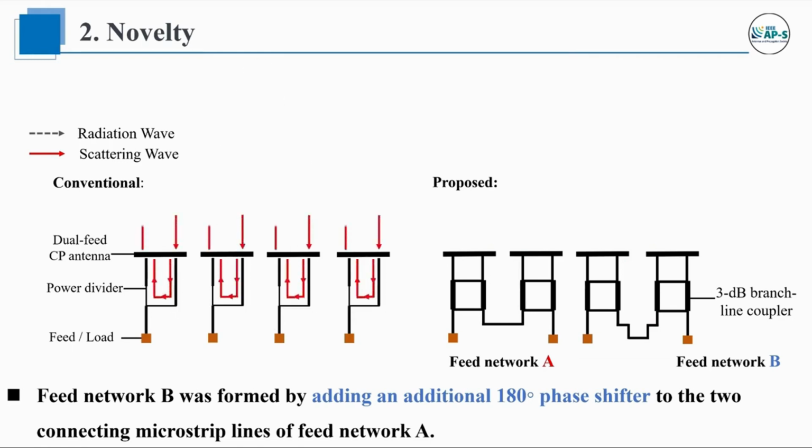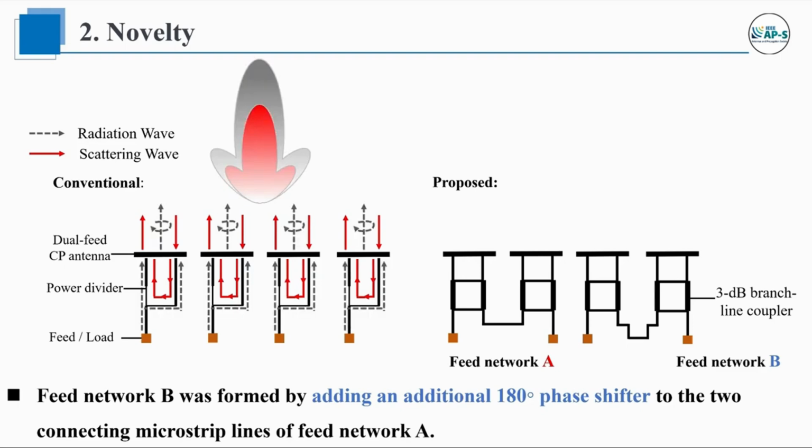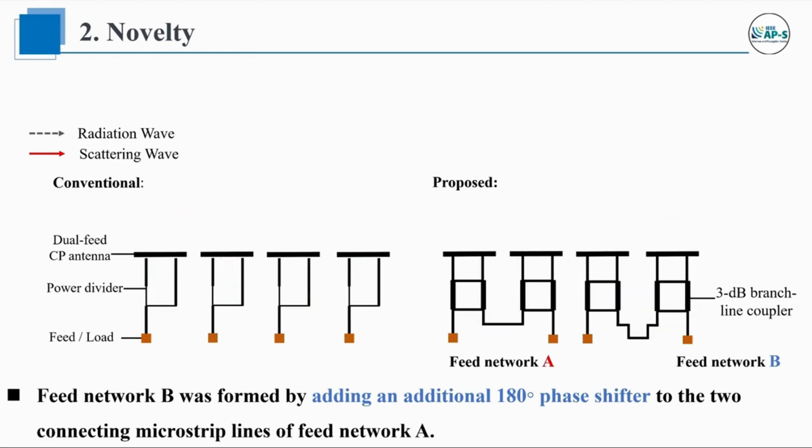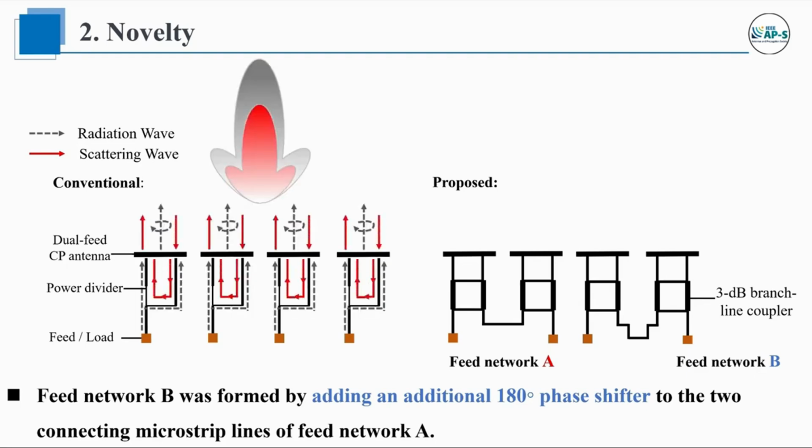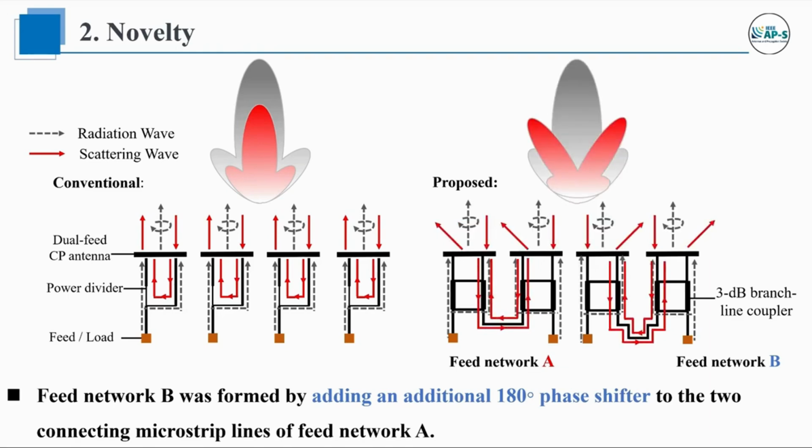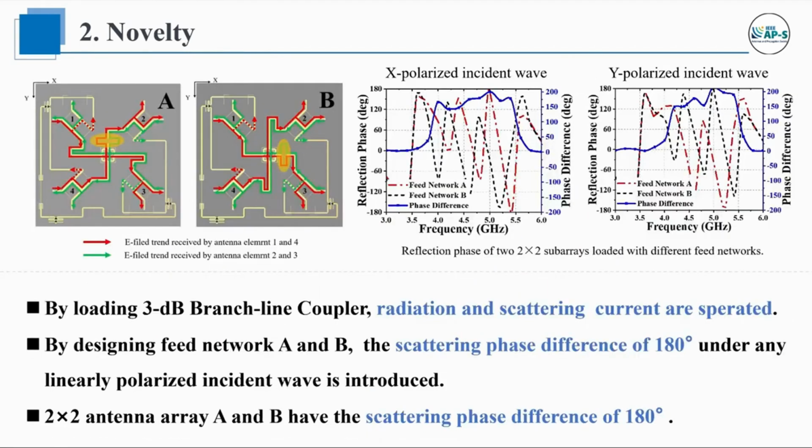The isolation port of the 3 dB branch line coupler is connected to another 3 dB branch line coupler located at the diagonal of the two crossed subarrays through a microstrip line. Two 180 degree phase shifting loads are introduced on the two connecting microstrip lines, forming the wideband feed network A. Feed network B is formed by rotating wideband feed network A around the subarray center by 90 degrees. The principle behind this is that each connecting line of feed network B introduces an additional 180 degree phase shift relative to feed network A.